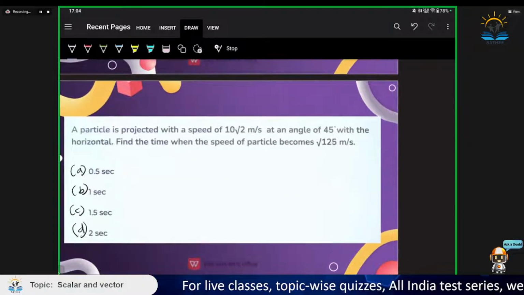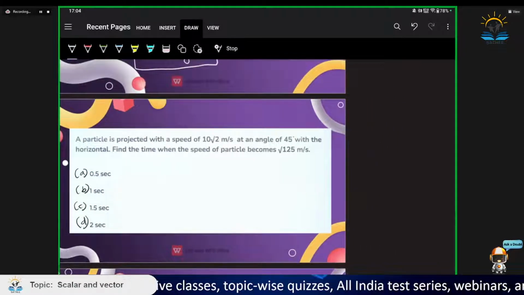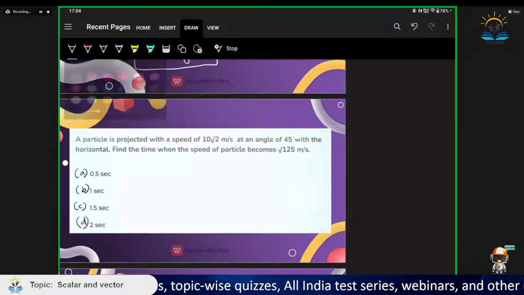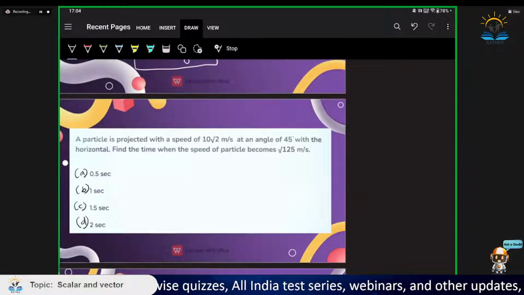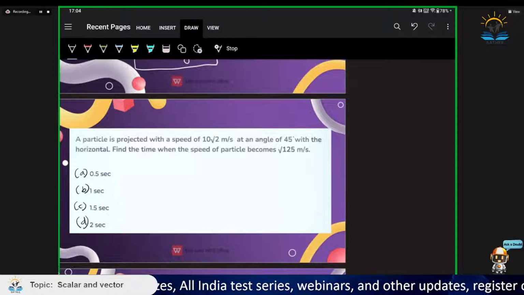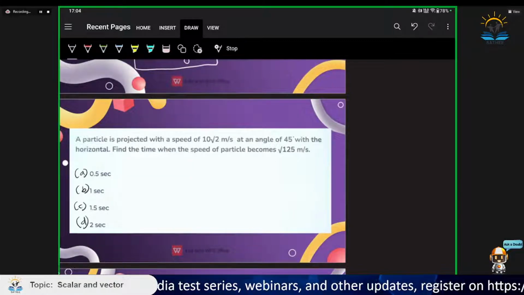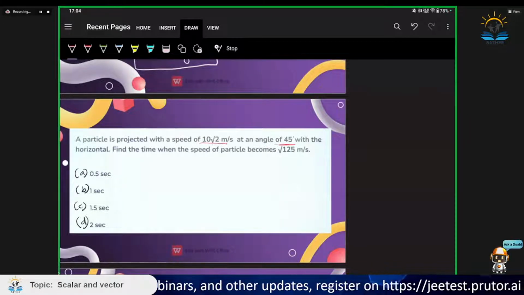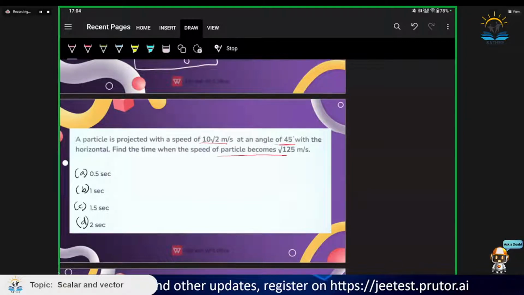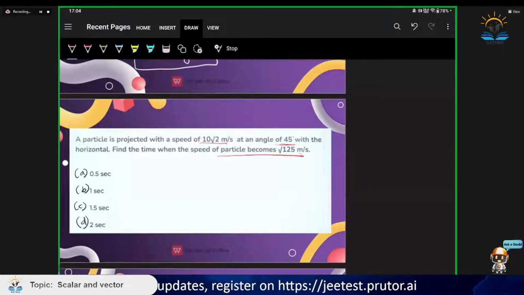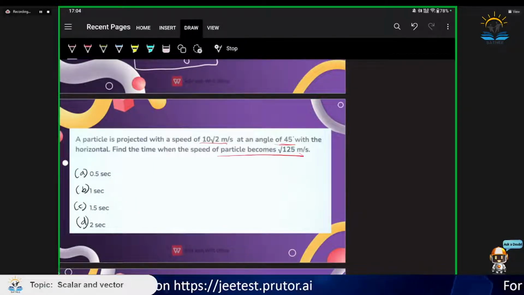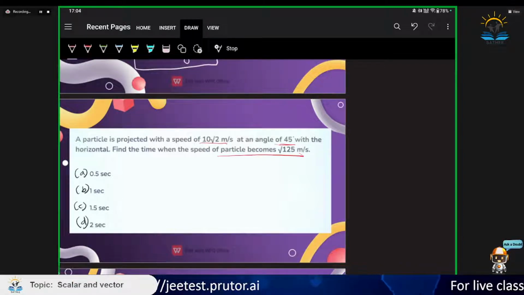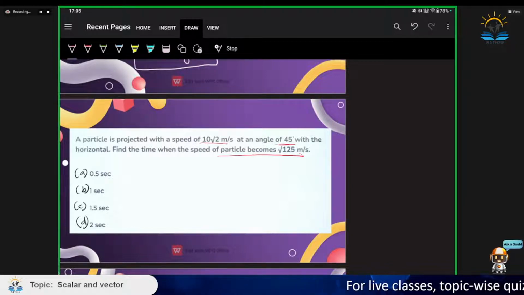Okay, so we have the first question. Let me read the question. A particle is projected with a speed of 10 root 2 meter per second at an angle of 45 degree. Theta is given, initial velocity is given. Find the time when the speed of the particle becomes root 125. So we have to find the time when the particle's speed becomes root 125. Okay, let's solve this.